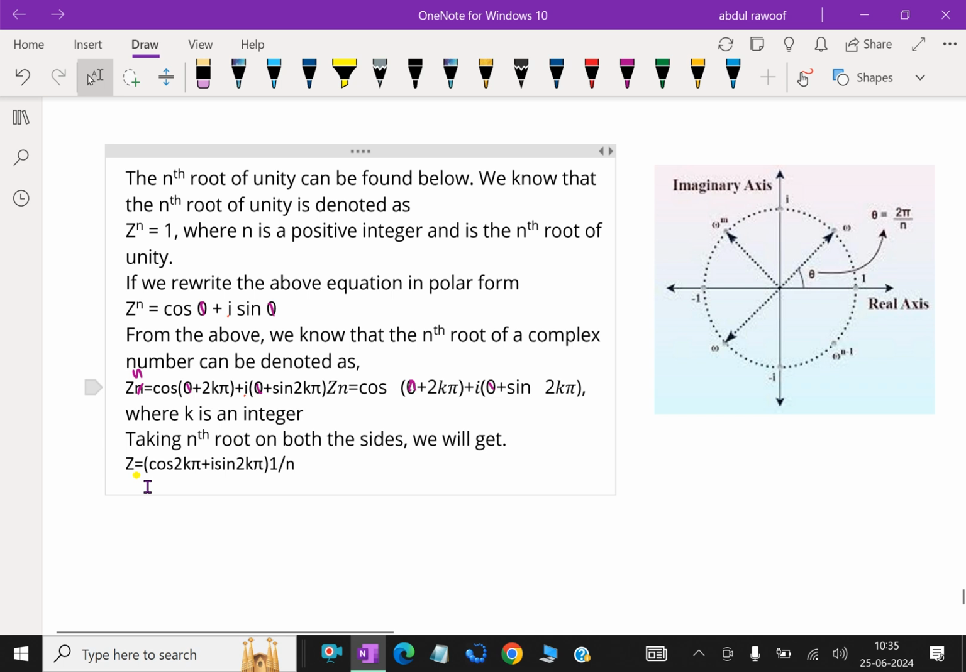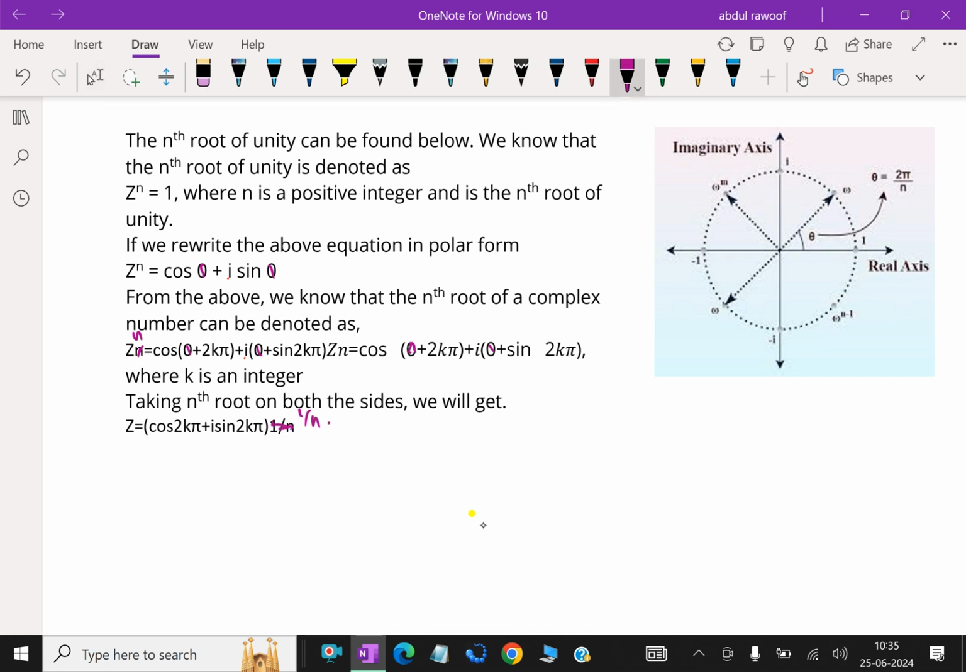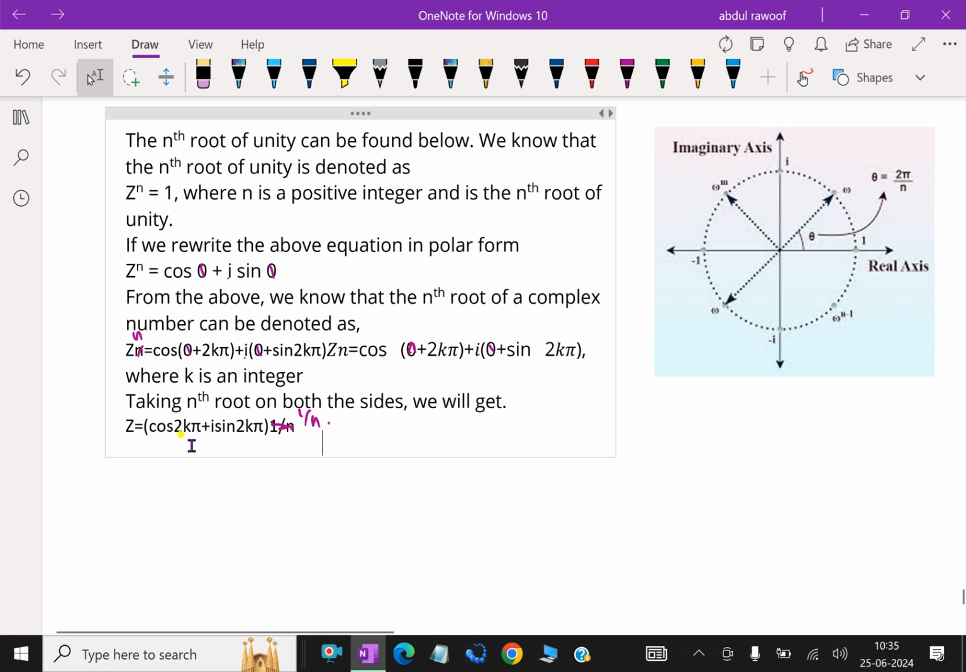From this formula, taking nth root on both sides, we can get z equal to 1 power 1 over n, where cos 2k pi plus i sin 2k pi. For k, if you substitute, second root means you substitute 2, third root means you substitute 3, and so on. So we can get the final results for the nth root of unity. Look at this figure. Here, omega equal to theta, where theta equal to 2 pi by n. If you substitute the n value, we can get the nth root of unity.